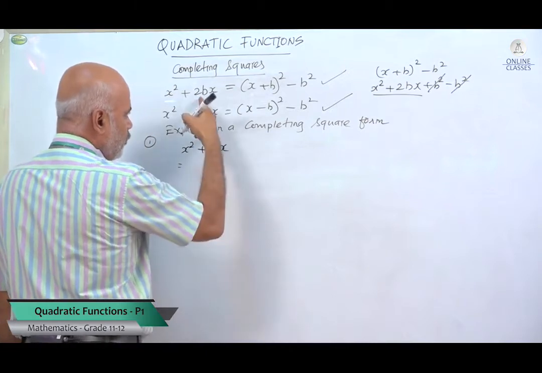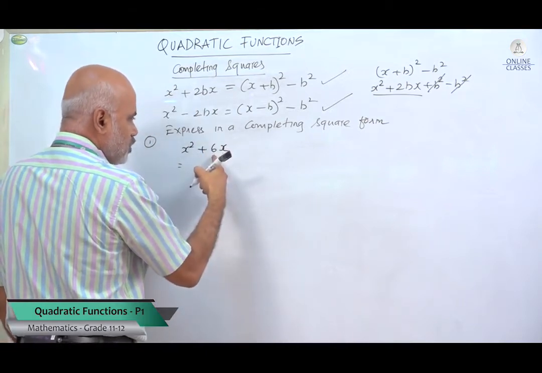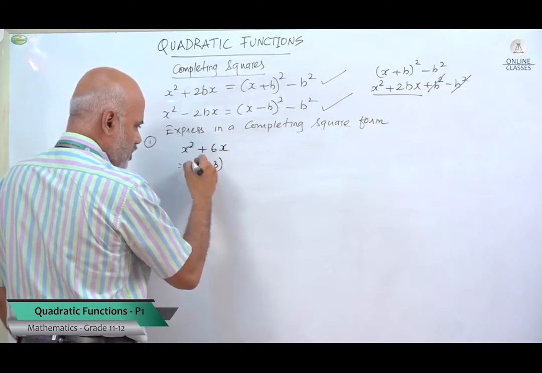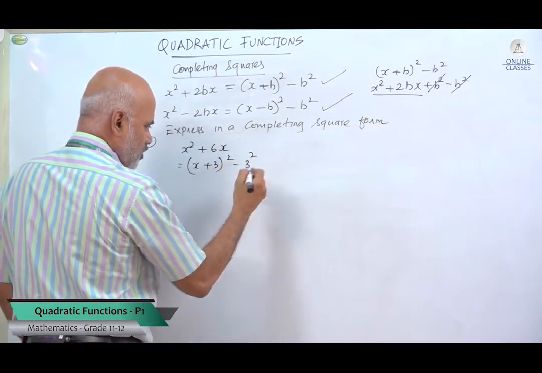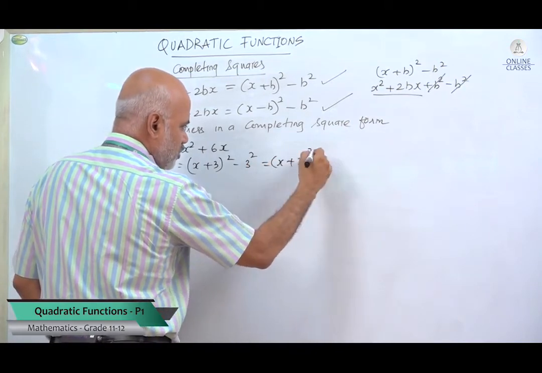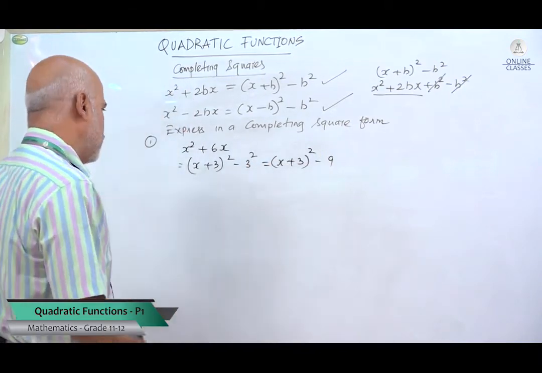Here 2b is 6, so b would be 3. So x plus 3 the whole square minus 3 square. So I can write x plus 3 the whole square minus 9.